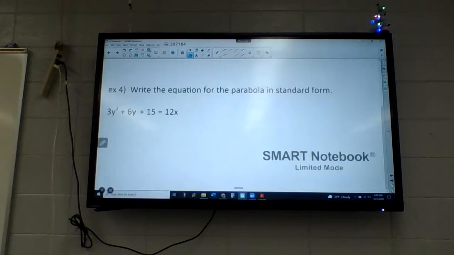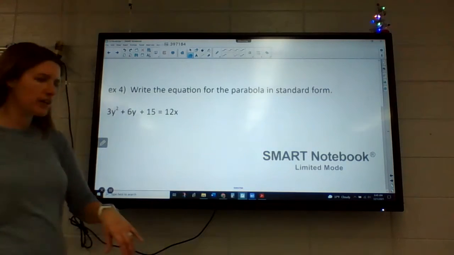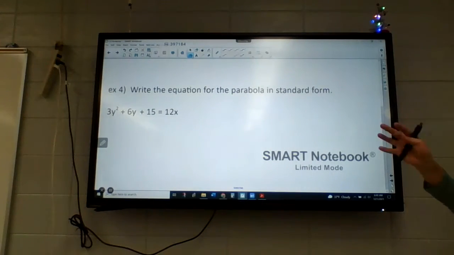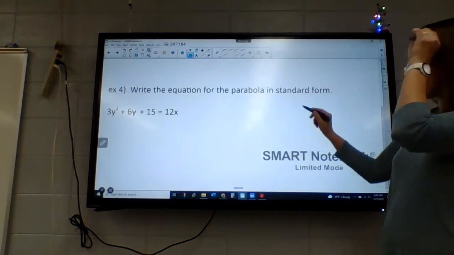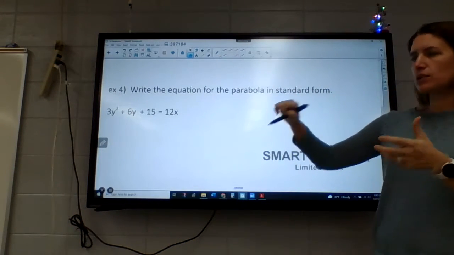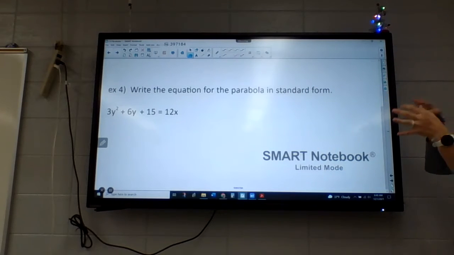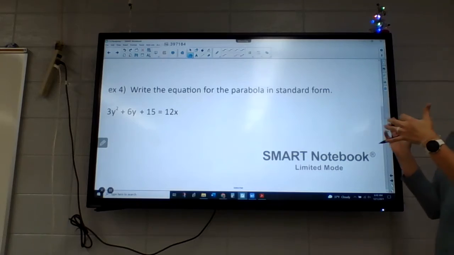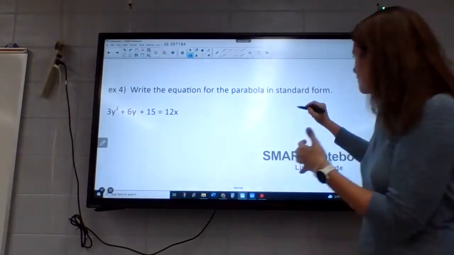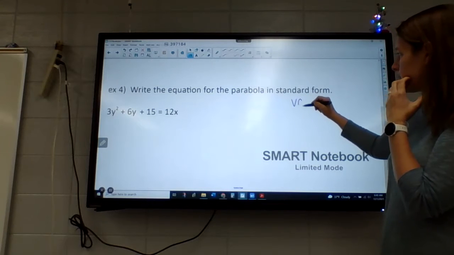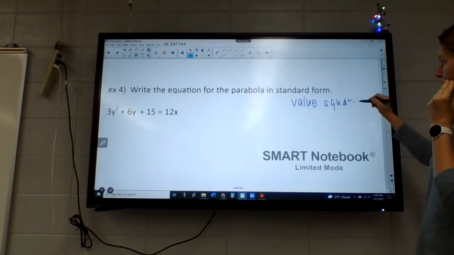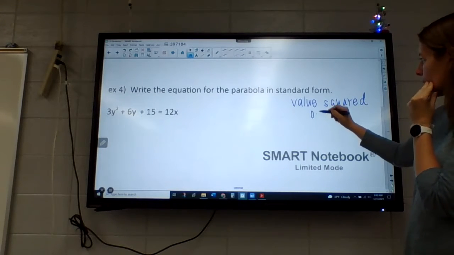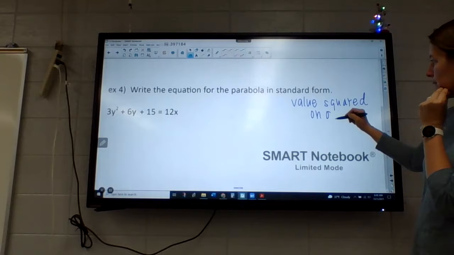Alright, so let's look at example 4. Like I said, I might add one for us to do for example 3, but just to do another one. So what we want to do is get the squared values on one side. Since y is being squared, we're going to put that on one side, and then everything else, the x and the constant, should go on the other side. So I'm going to move this 15 over to the other side.